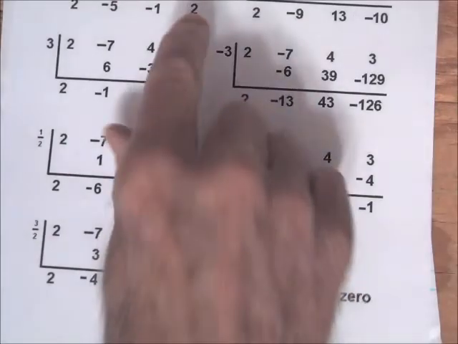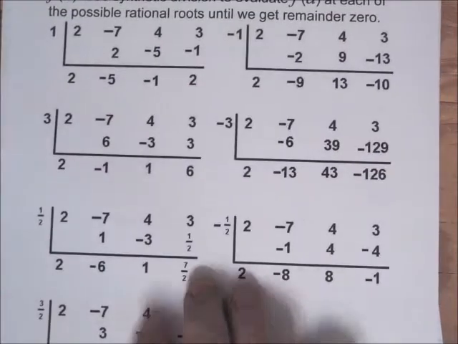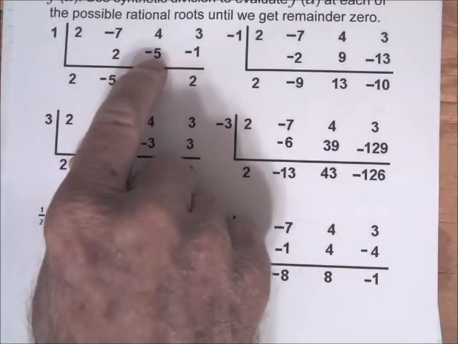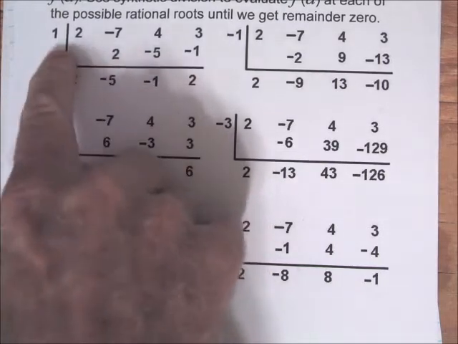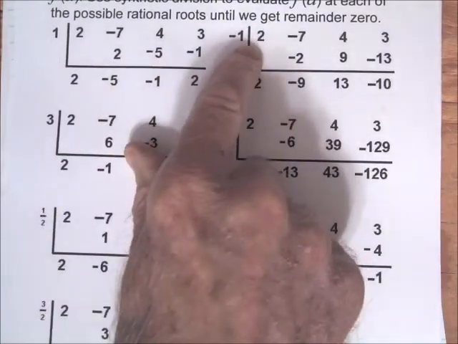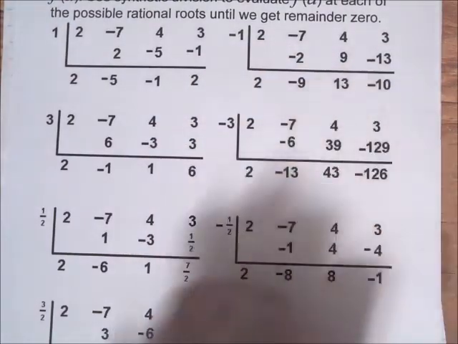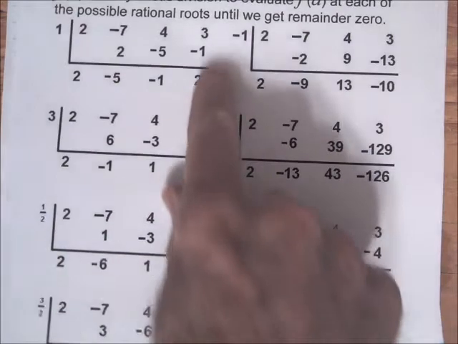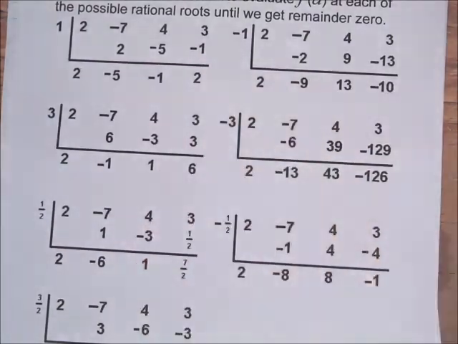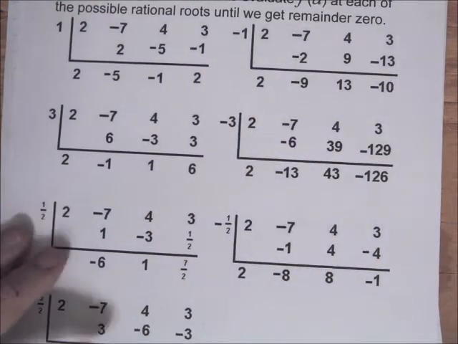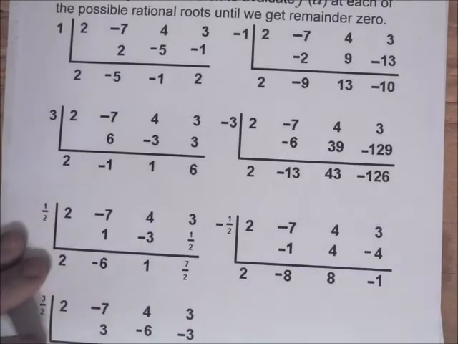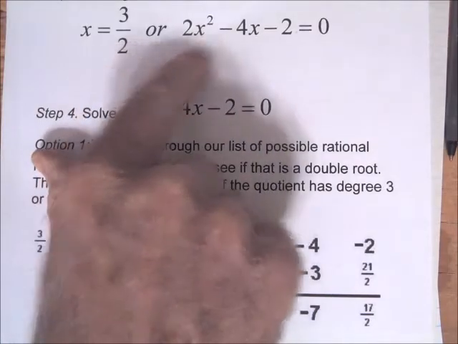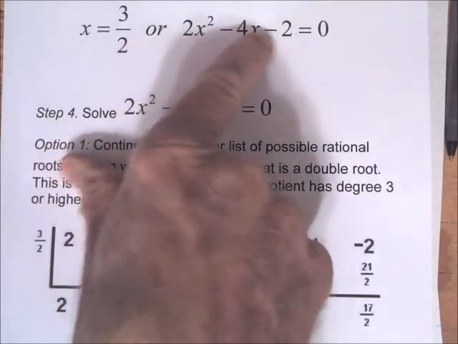And this work up here also serves a double purpose. It will help us later when we plot the points to sketch the graph. We know that f of 1 is going to equal 2, f of -1 is equal to -10, and so forth. So we're not done with this information here. We can still use it when we sketch the graph. If we put the x's back in, we see that x is equal to 3/2, or 2x squared minus 4x minus 2 equals 0.